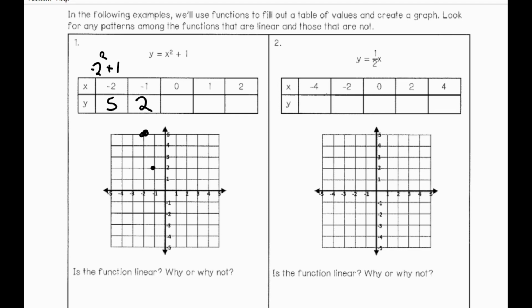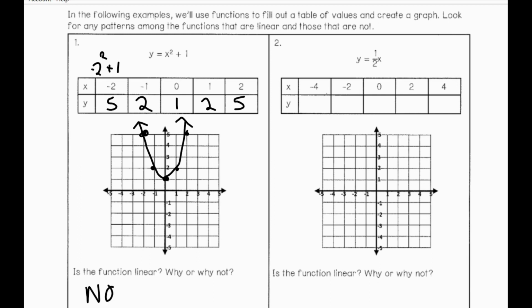If x is 0, 0 squared is 0, plus 1 is 1, so (0, 1). 1 squared is 1, plus 1 is 2, and then 2 squared is 4, plus 1 is 5. So I'd have (1, 2) and then (2, 5). So here I can see that this graph would look something like this. This is called a parabola. Any x squared is a parabola graph. This function is not linear because it's curved.